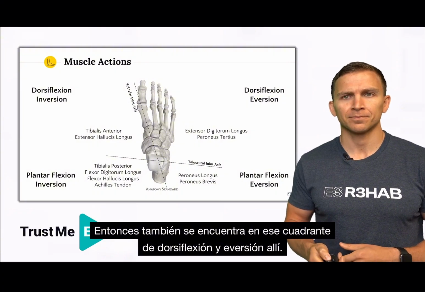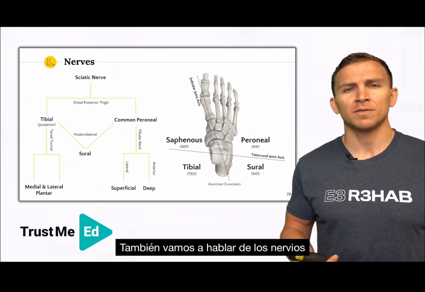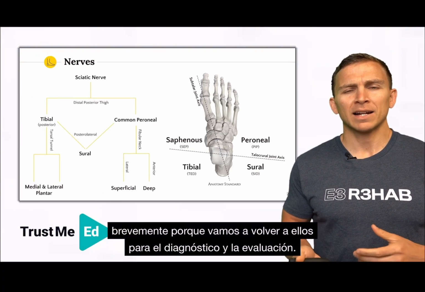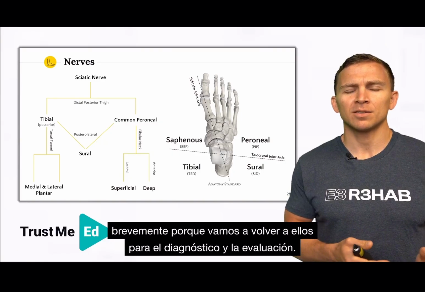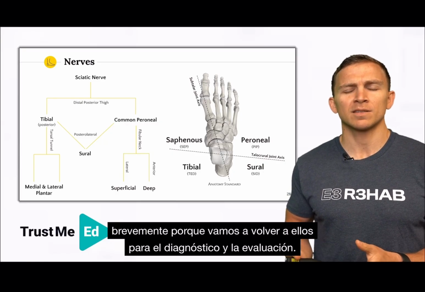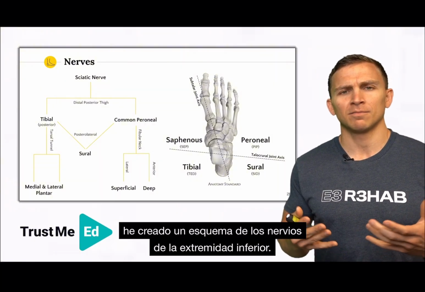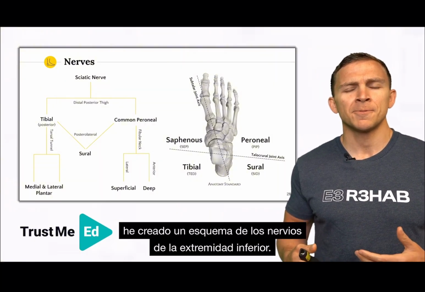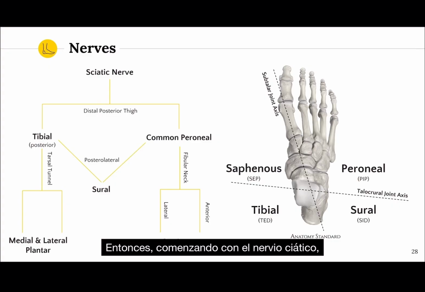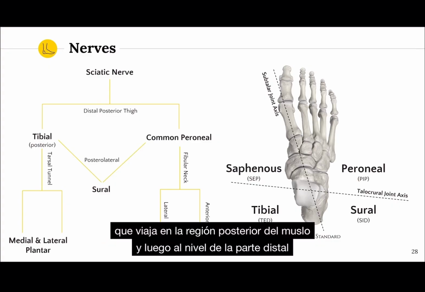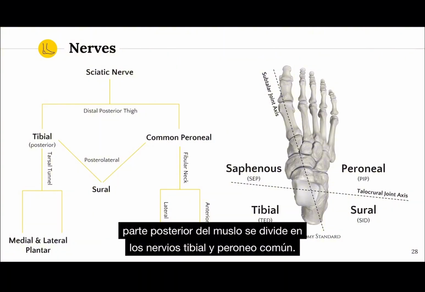quadrant there. We're also going to talk about nerves briefly because we're going to come back to them for the diagnoses and assessment. If we start with the picture on the left, I've created a schematic of the nerves of the lower extremity. So starting with the sciatic nerve, which is traveling in the posterior thigh region, and then at the level of the distal posterior thigh, it splits into the tibial and common peroneal nerves.